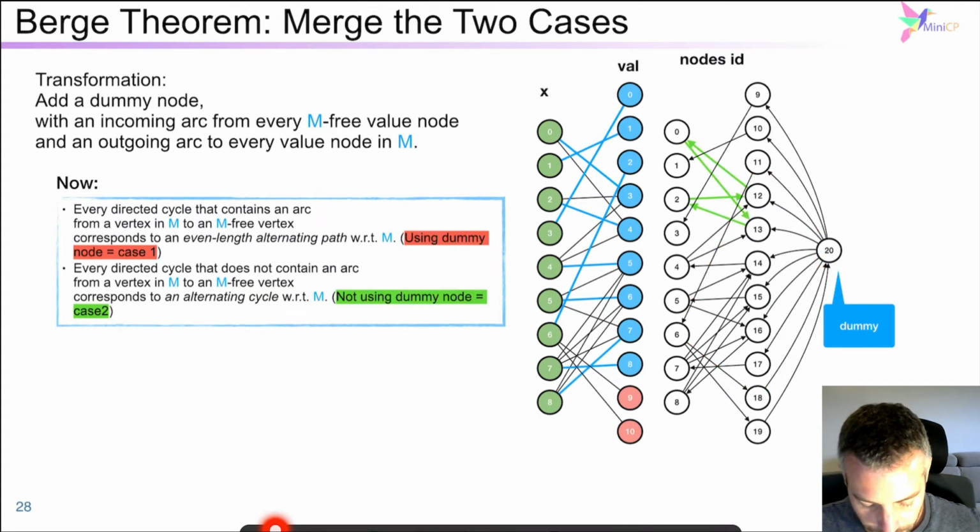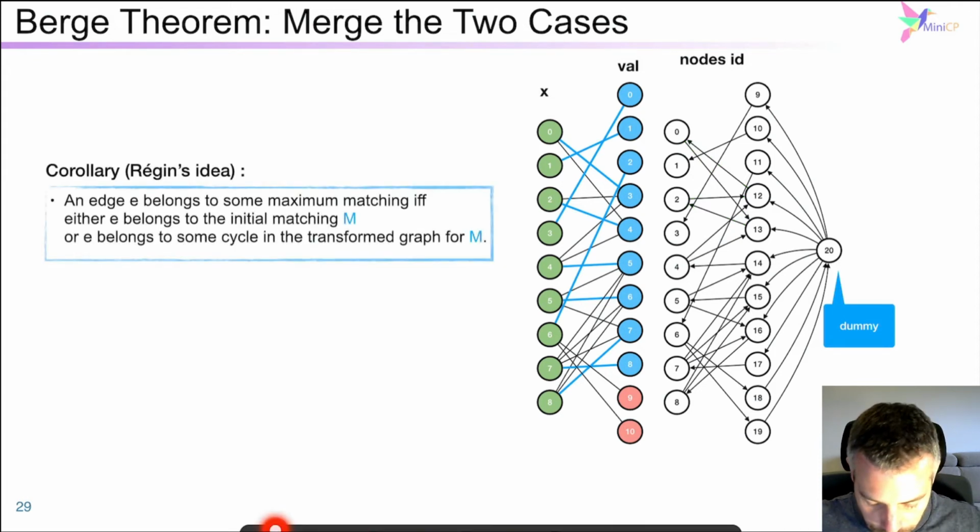Now the second case of Berge's theorem will not use the dummy node. It corresponds to the even alternating cycle, and you can visualize an example here. This one, this one, this one is an alternating cycle, right? And you see that we are not going through the dummy node. But again, in this transform graph, it corresponds to a directed cycle in the graph. And so we can merge the two cases with just one detection algorithm to decide if an edge belongs or not to some maximum matching.